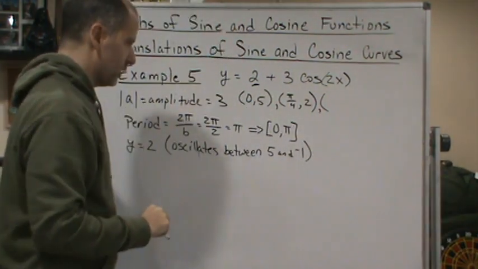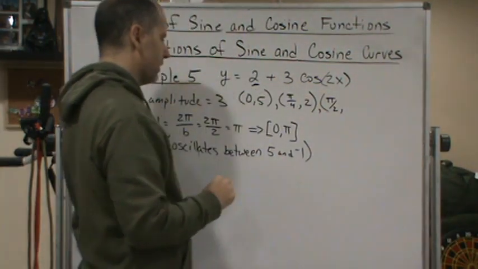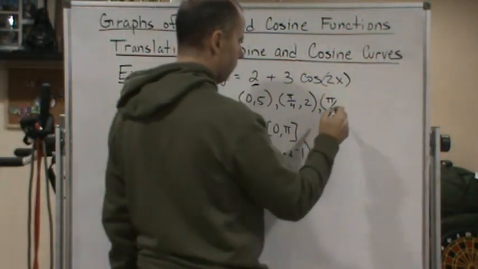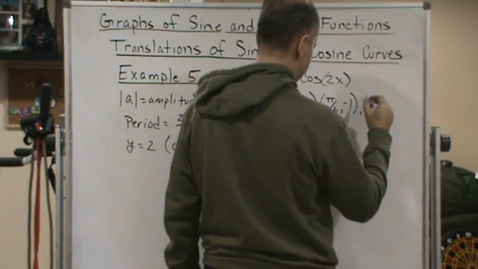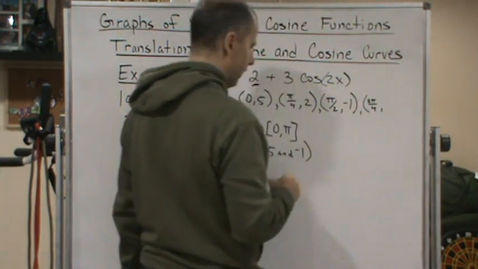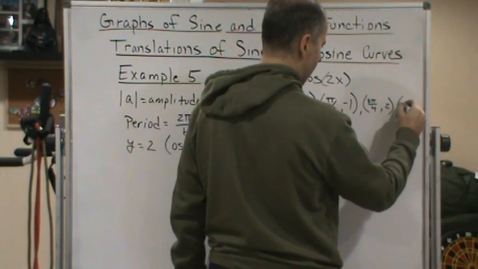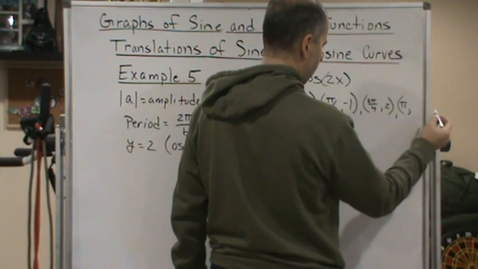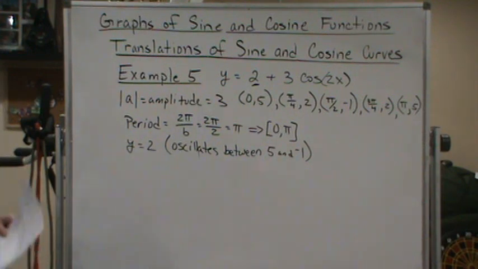And then the next point is going to be pi over 2, and then it's going to go down to negative 1. The next point is going to be 3 pi over 4, and then it's going to go back up to 2. The last point is going to be pi, and that one goes back to 5, where it started. So we've got our 5 points, and all we have to do is graph it.